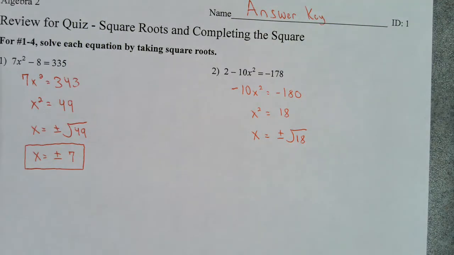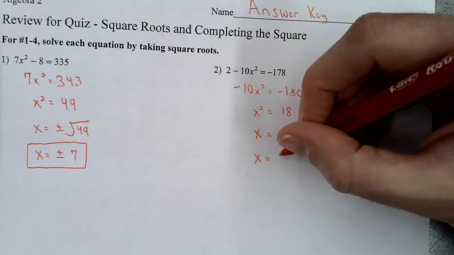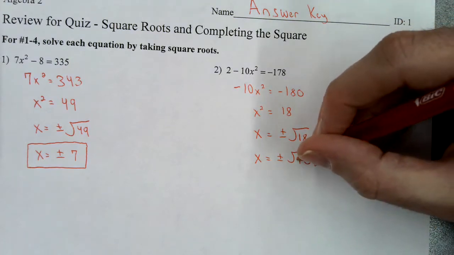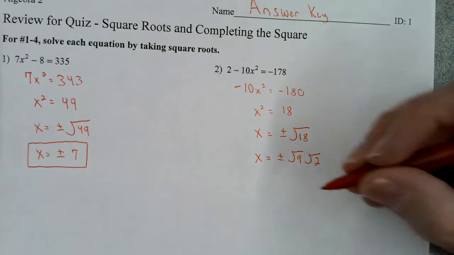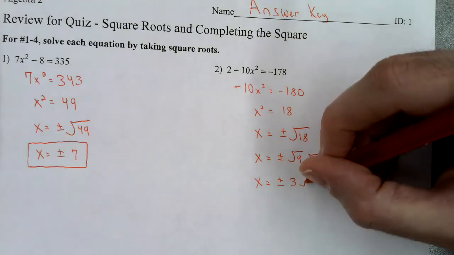And then you simplify the square root of 18 with the list of perfect square numbers. I'm going to use 9 times 2. And the square root of 9 is 3, so x is going to equal positive and negative 3 square root of 2.